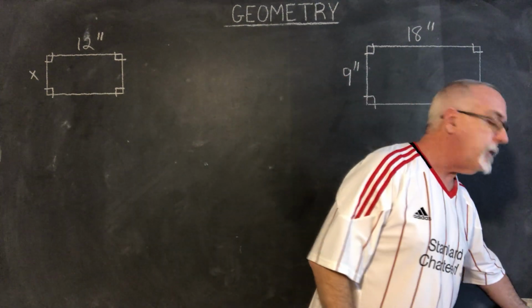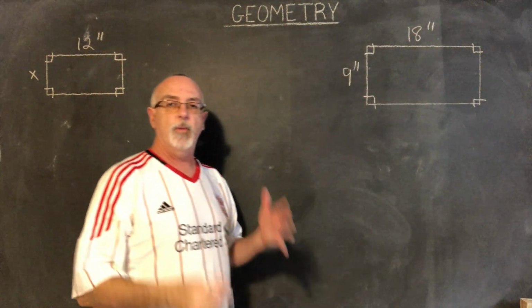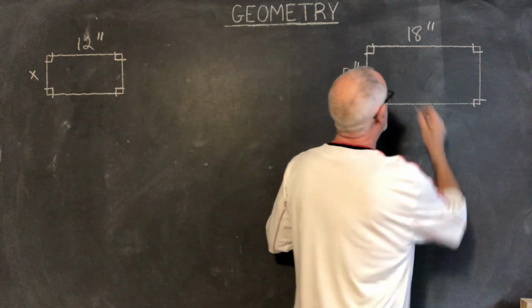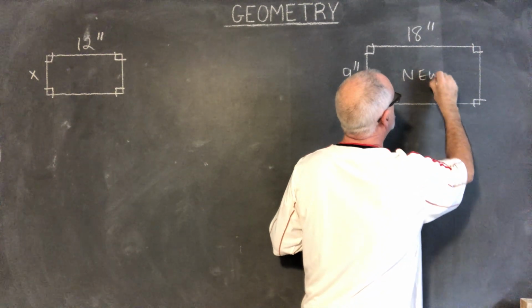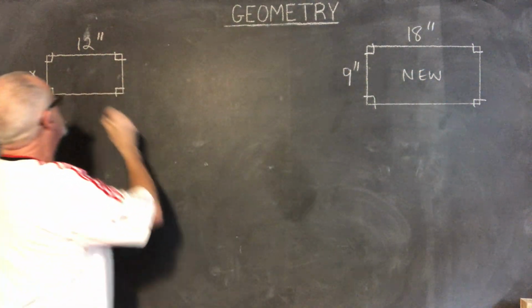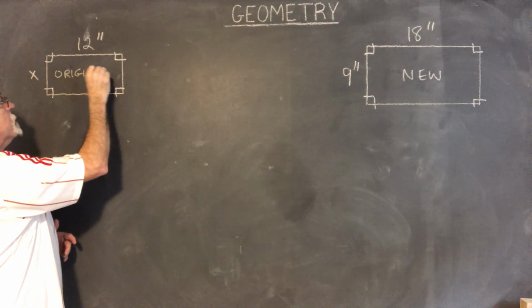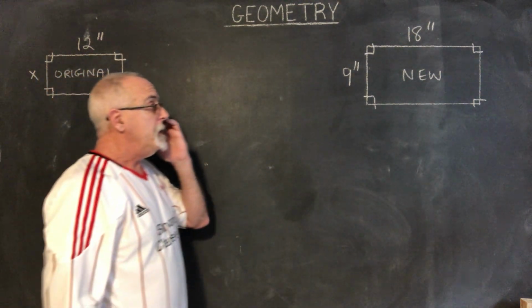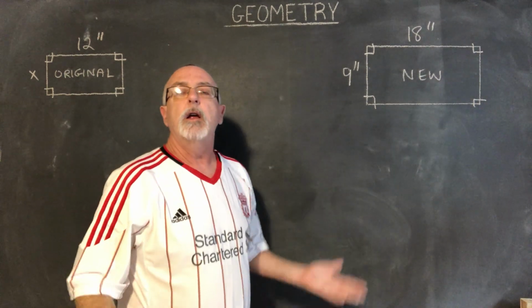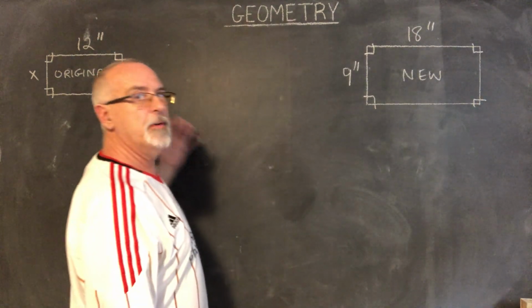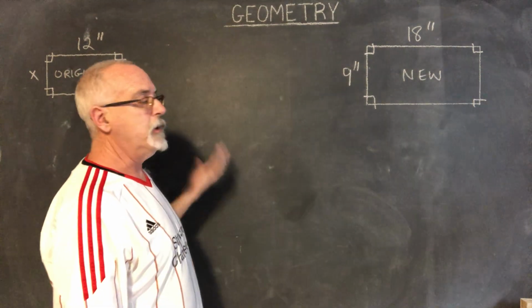Okay, how are we going to find the scale factor? The same way we find the scale factor with triangles. I am also going to label that this I'm considering my new, and over here this is my original. Just enough room to write the word original inside this little rectangle. Do I always have to have the new on the right? No. I could really move it around. It's just convenient that I keep on putting new on the right and original on the left.